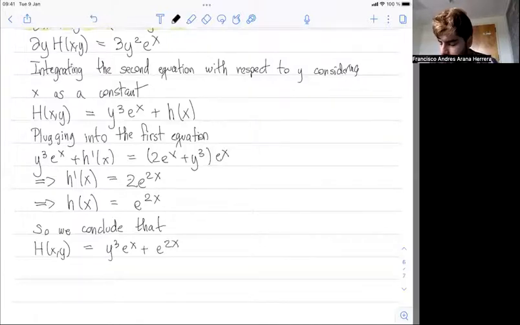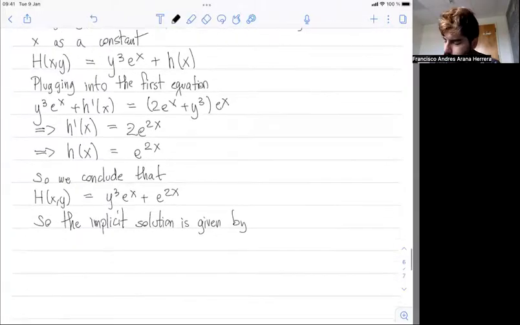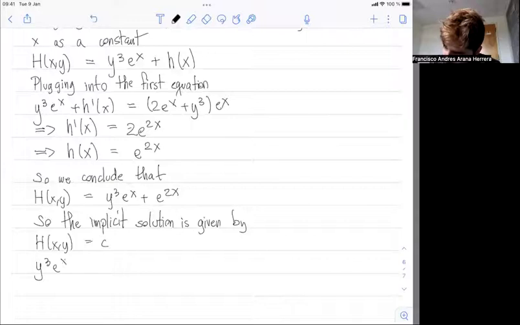And then to finish, this tells us that the implicit solution is given by setting h of x,y equal to a constant. That's the same as saying y cubed e to the x plus e to the 2x equals a constant. And that would be enough in this case because we're only being asked for the implicit solution.